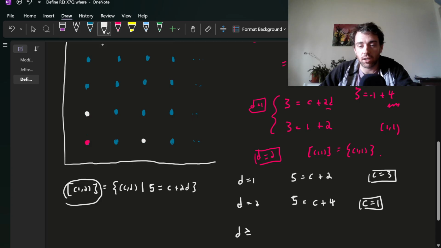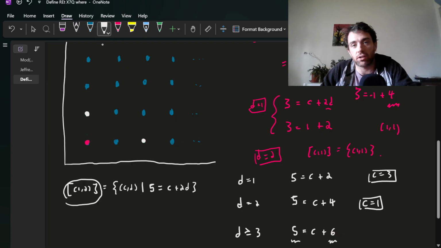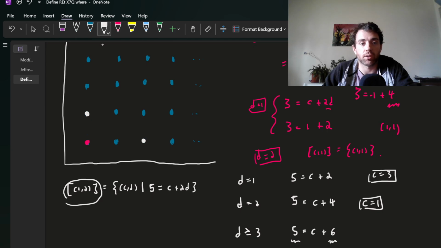And then finally, for D greater than or equal to 3, we see that this term here is going to be at least 6, and now this term is bigger than 5. We run into that same problem. C would have to be negative, and so therefore these are all the elements of the equivalence class. And so if we keep going in this manner, we actually see what the pattern is: they all seem to sit on parallel lines. Now, hopefully you drew this out on some graph paper, maybe with a ruler, so that it's a little clearer for yourself.